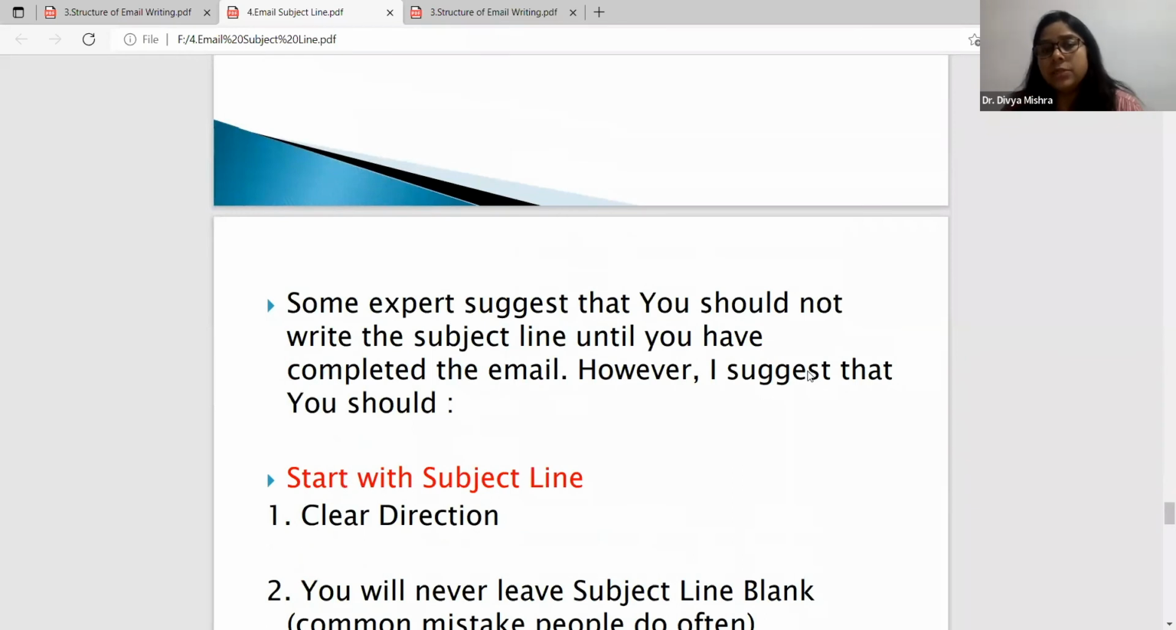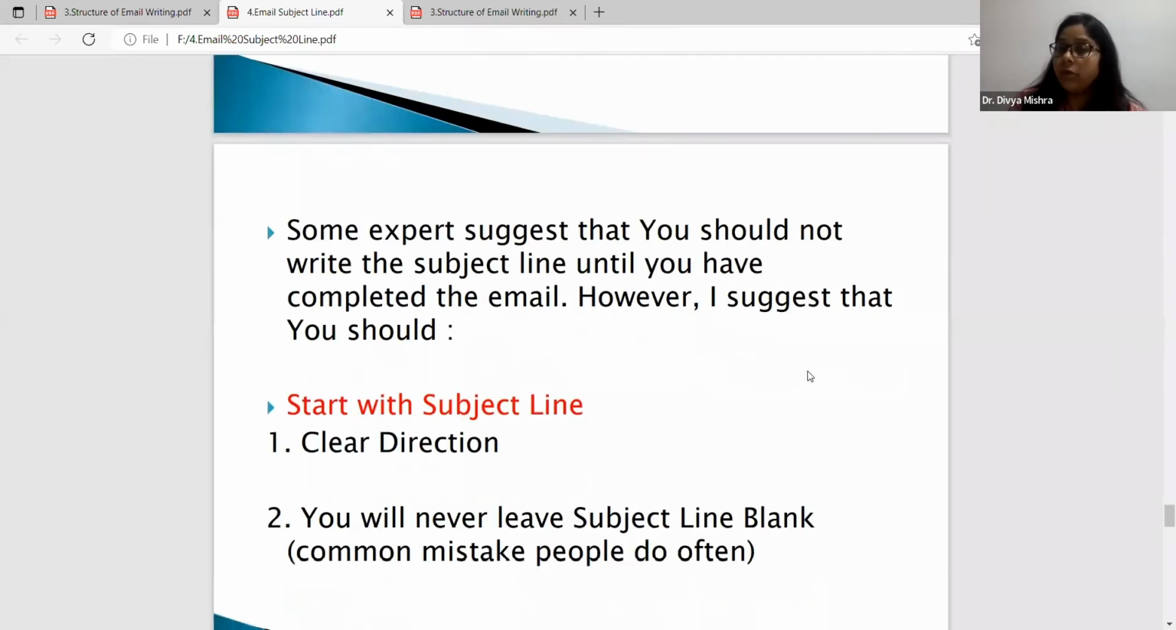Some experts suggest that you should not write the subject line until you have completed the email. However, I suggest that you should. Why? Because sometimes whenever you read something about email writing, they will say never write the subject line before you complete writing the email. When you have written the complete email, then review it, then write the subject line. But I suggest that you should write the subject line in the beginning.